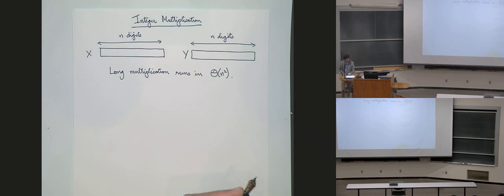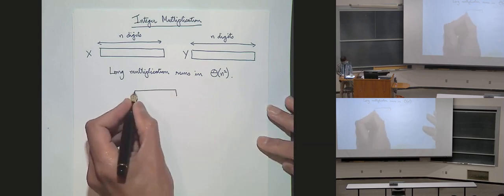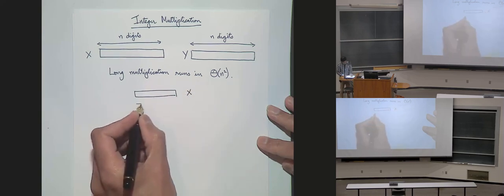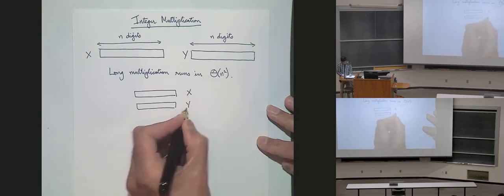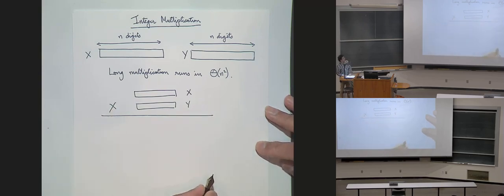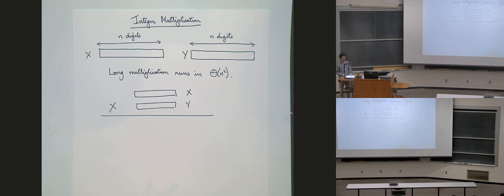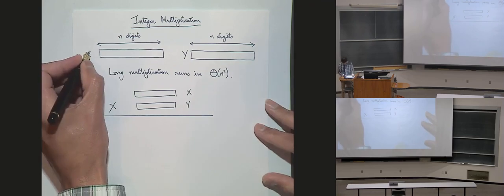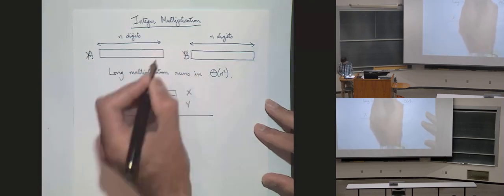Right, and just to maybe draw out a little picture, here's x, here's y. It's unfortunate that I called it x because x looks like the multiplication symbol. So I'm going to change the names. I'm going to call this capital A and capital B.